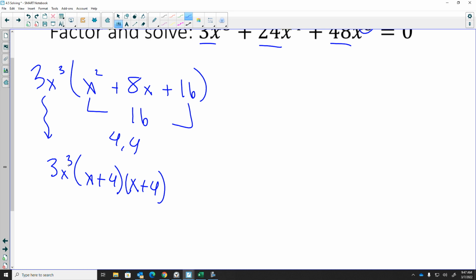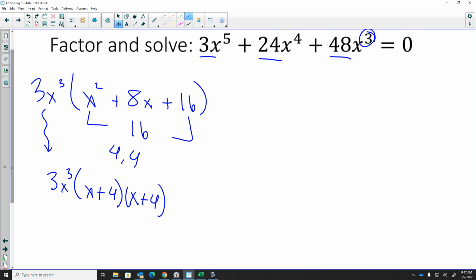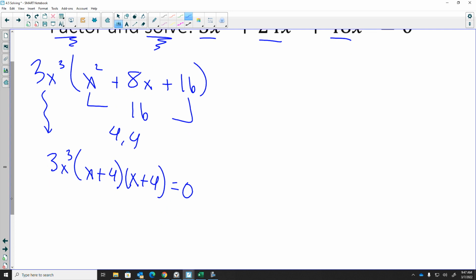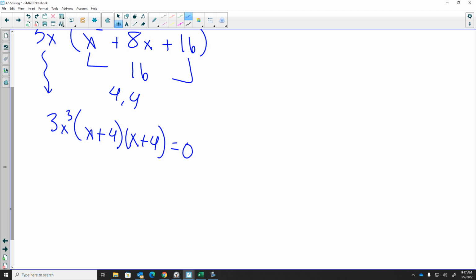Can I factor these anymore? Nope. Am I done? No, because what did it ask me to do? It asked me to factor it and solve it. So we've only factored it. Now I want to solve it. So how am I going to solve it? Set them all equal to 0. Set each piece equal to 0. 3x cubed equals 0. X plus 4 equals 0.